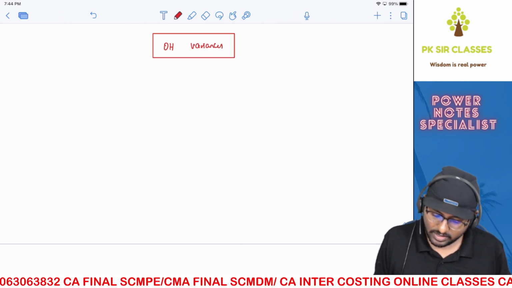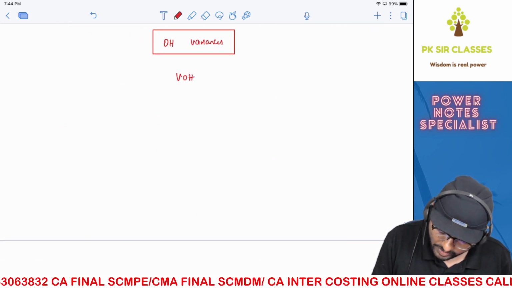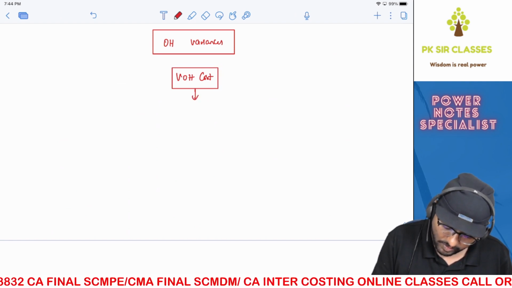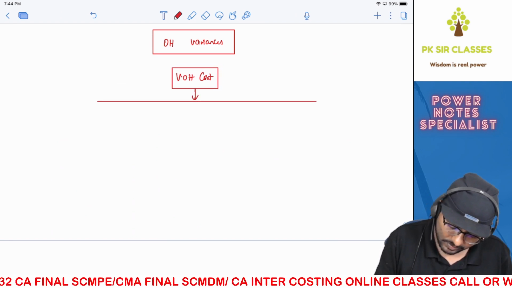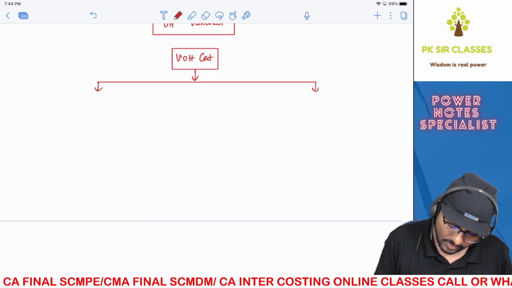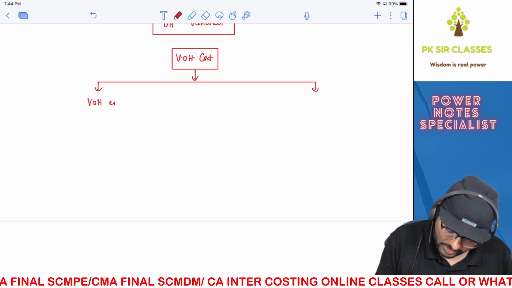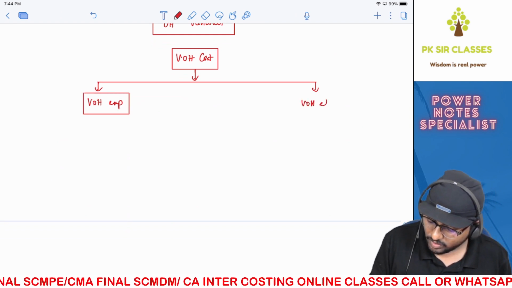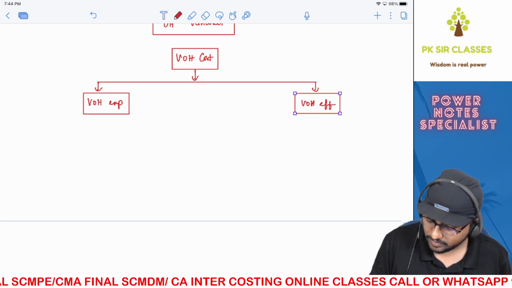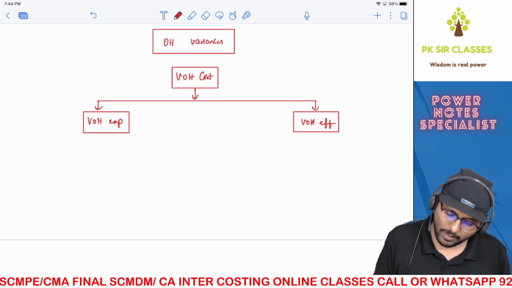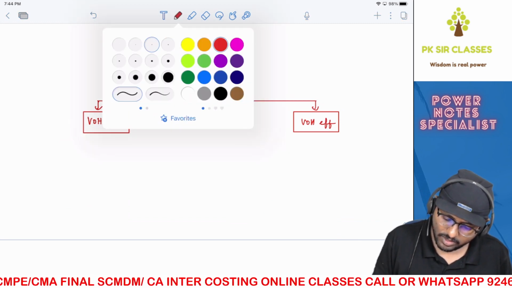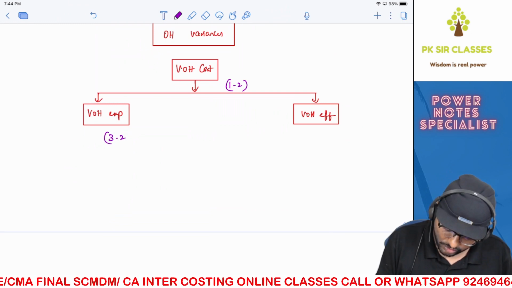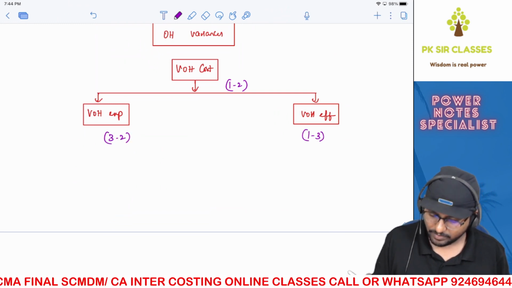In overhead variances, the first one that we're going to write is variable overhead variance. So variable overhead cost variance will be divided into 2. Okay, variable overhead expenditure variance, and the other one is variable overhead efficiency variance. Okay, expenditure and efficiency. The formulas are going to remain same. So many times you have seen 1 minus 2, 3 minus 2, and 1 minus 3.